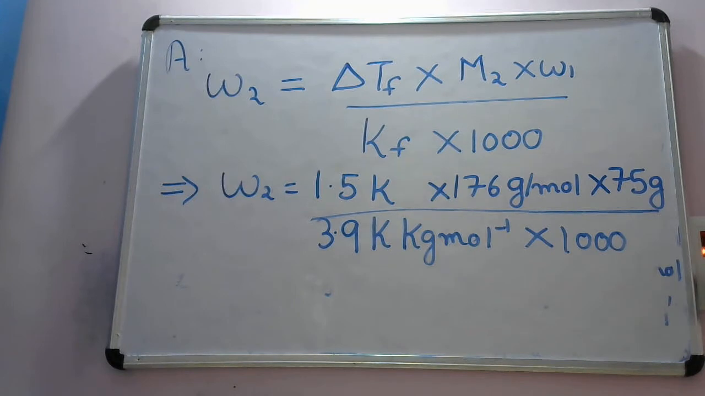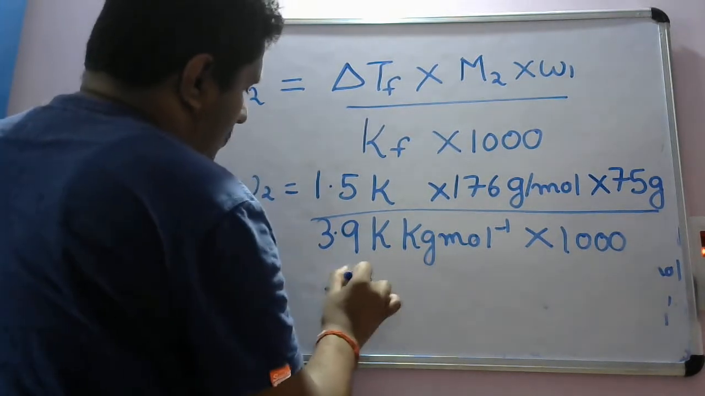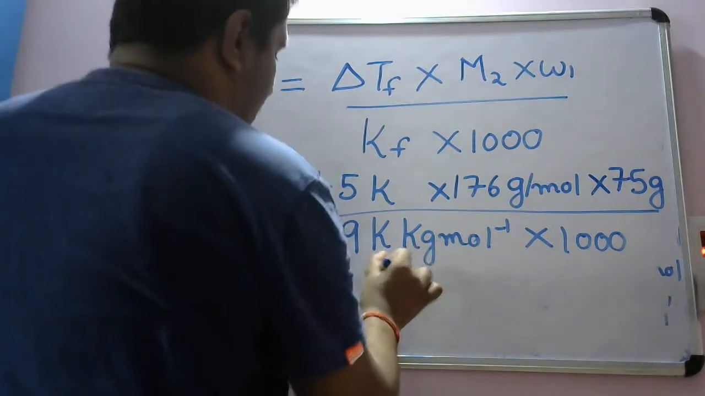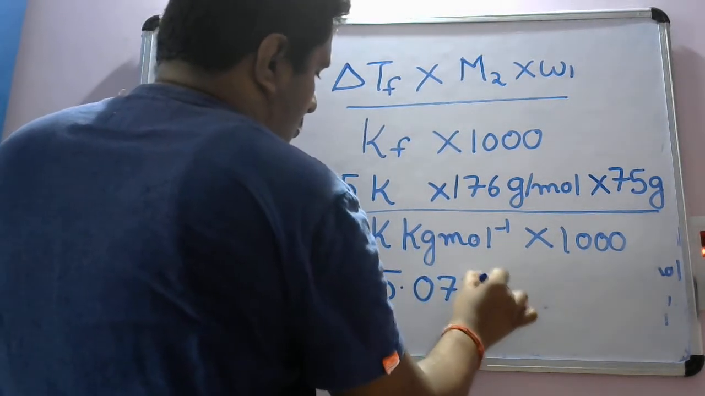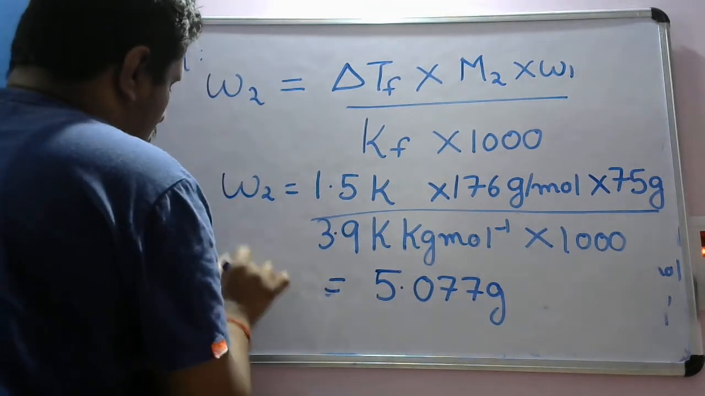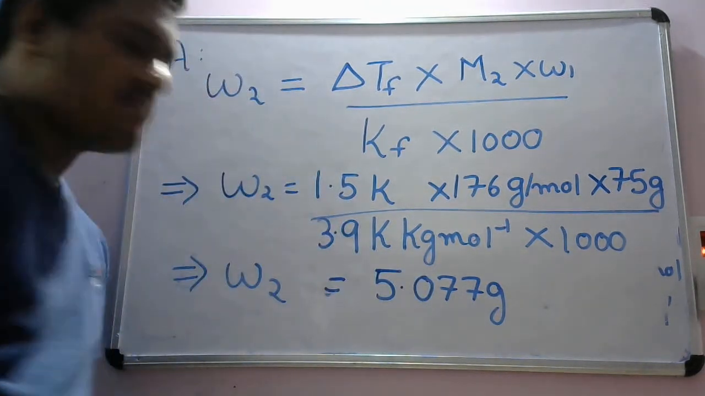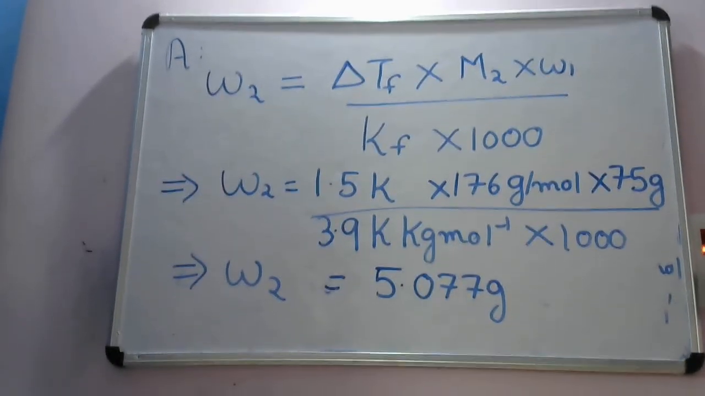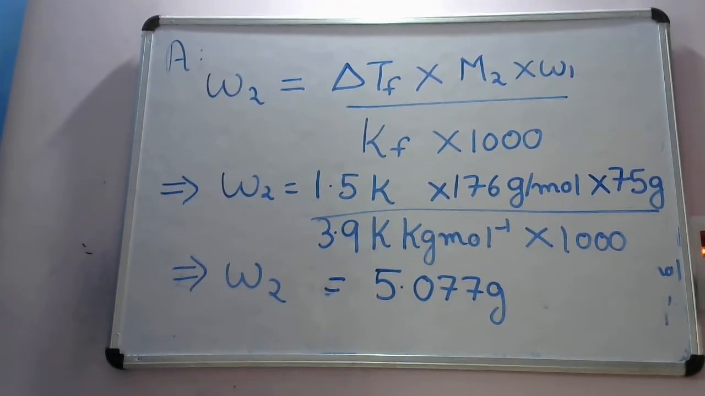So after substituting all the values, if you calculate, you will get 5.077 grams. So W2, that is the mass of the solute ascorbic acid, is 5.077 grams after the calculation. So this is how we got the value.